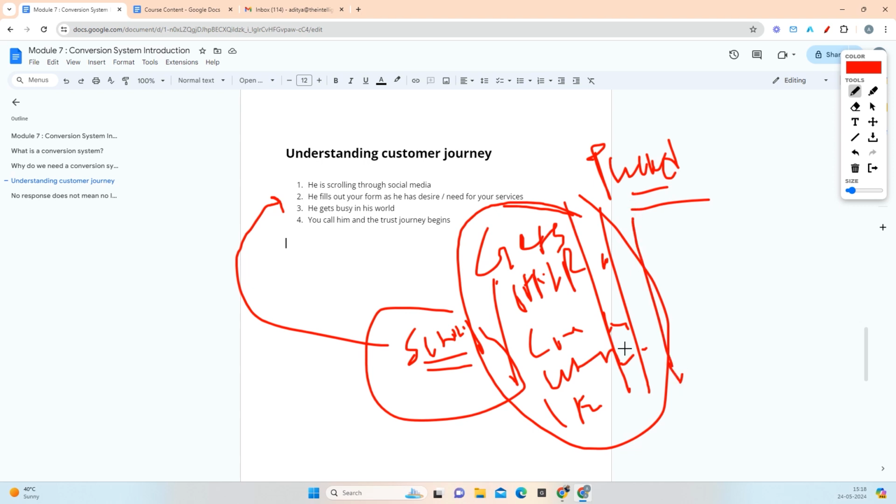So now when you call him, you have to understand that he is not checking his phone, or he's not awaiting your call, right? He's getting busy in his world. So whenever he's speaking with you, he would be doing hundreds of things. Let's say you call this particular person, he may be like, oh yes, I remember filling out the form, oh yes, I have the requirement or whatever. Now he is busy in his world.